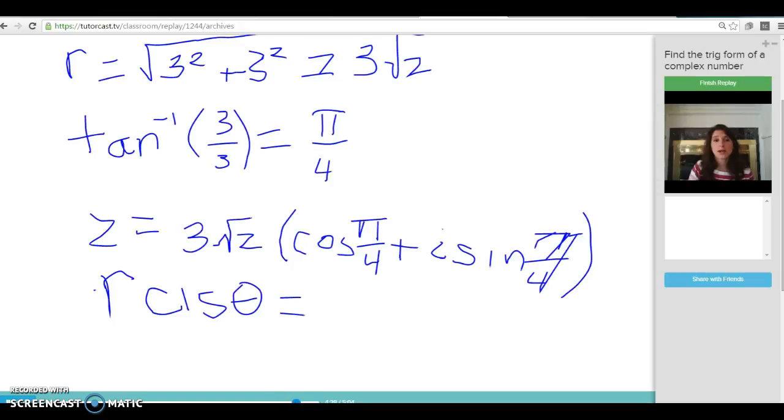So in our shortcut method, we could write 3 root 2 cis pi over 4, and that would be our final answer. The shortcut form is perfectly acceptable. So my final answer is 3 root 2 cis pi over 4, and I've changed my complex number from standard form to trig form.